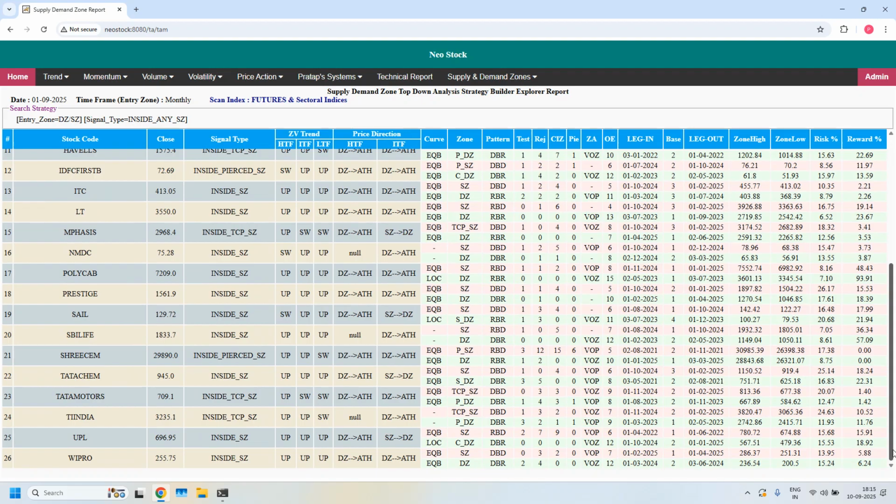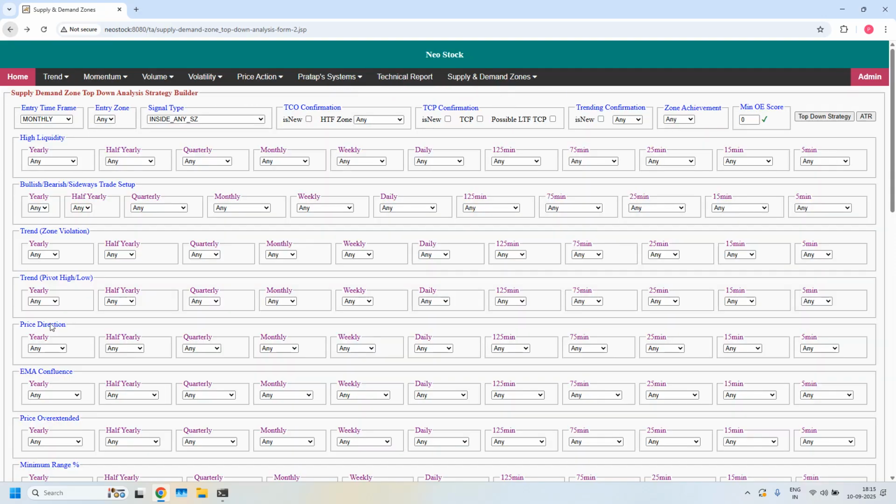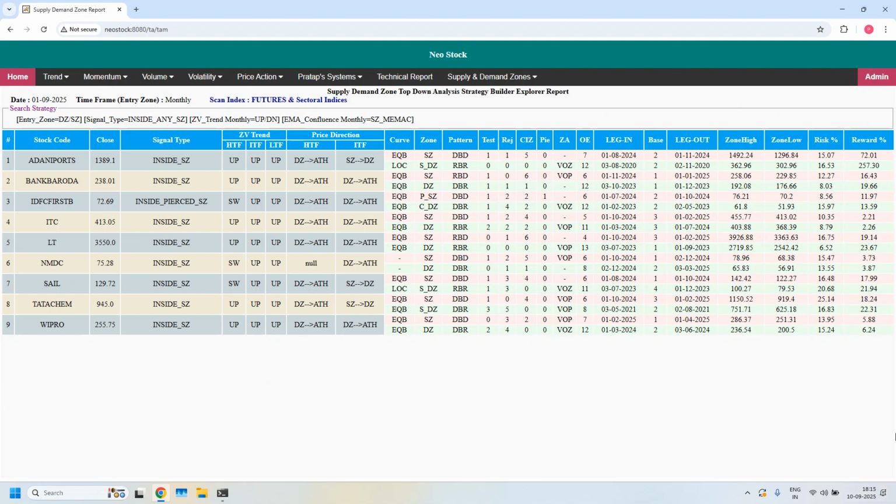We can further filter this list based on the monthly supply zone having monthly EMA confluence, and also the trend on the monthly should not be sideways. So we got 9 stocks.